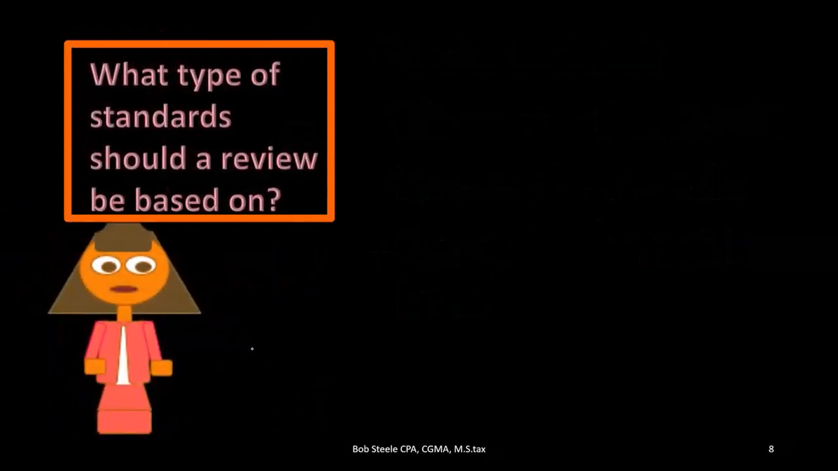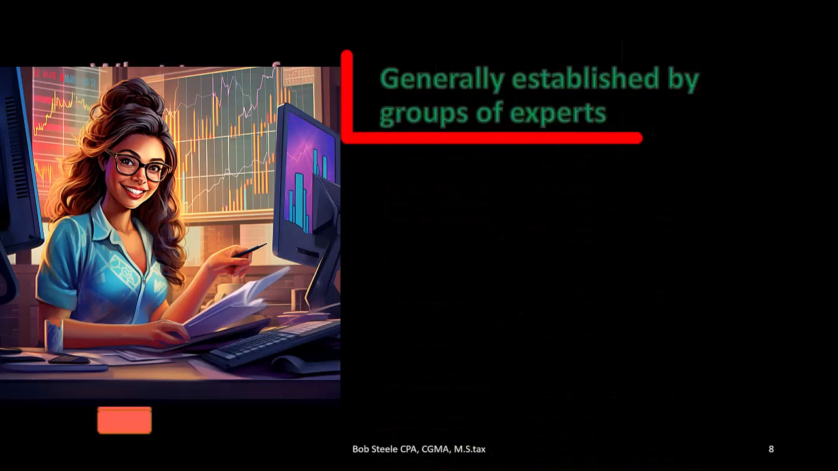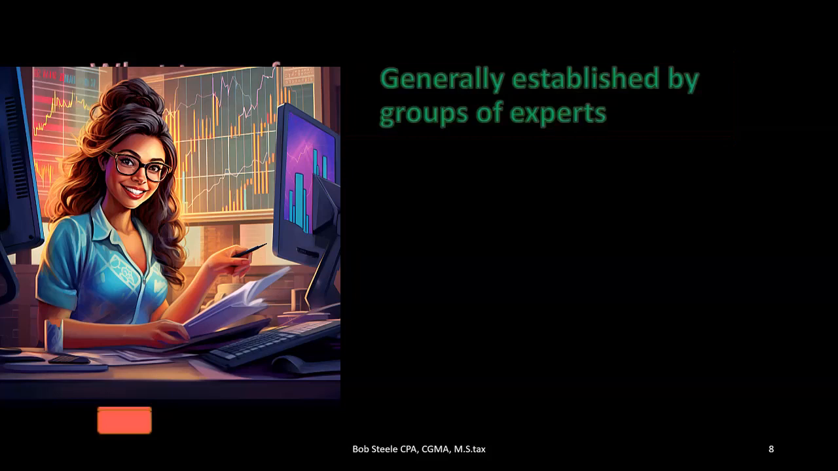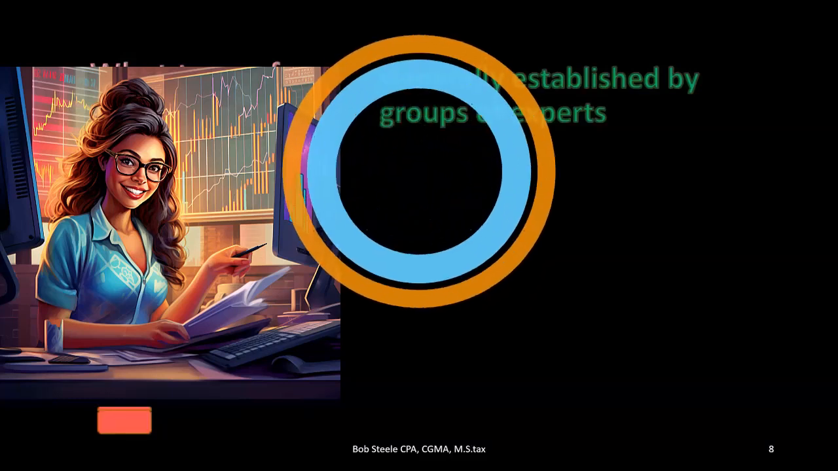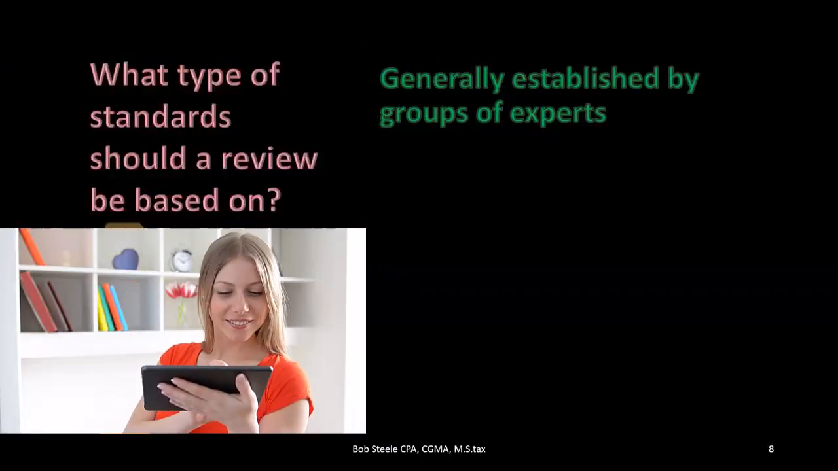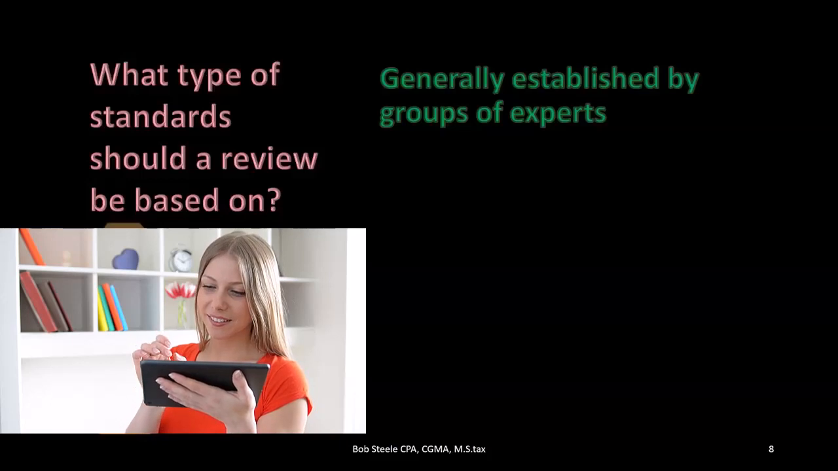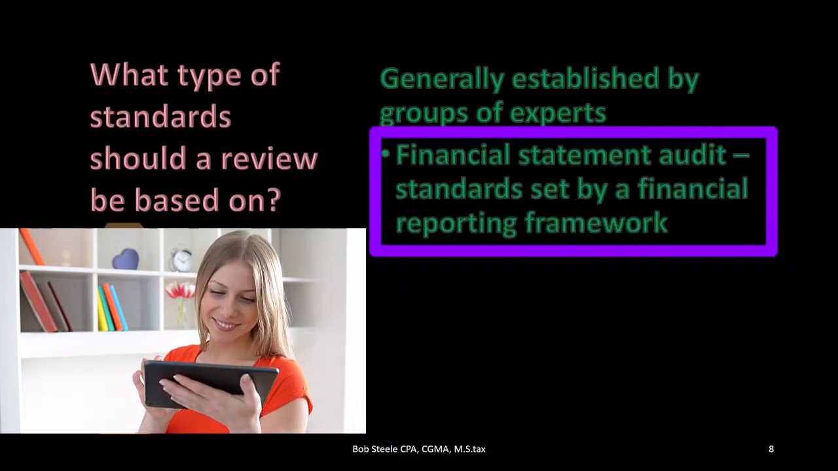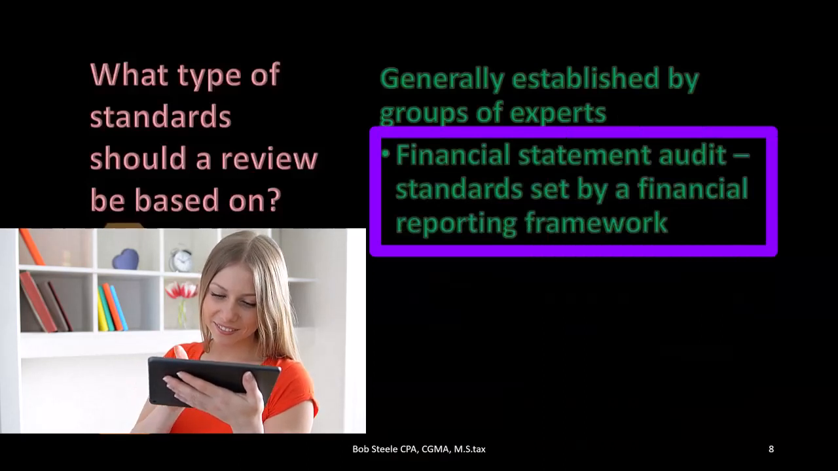What type of standards should a review be based on? Generally standards established by groups of experts. When we're taking a look at something, for example the financial statements, we of course need to compare that to something. We need to say, okay, how is this thing going to relate? How can we give assurance? Well, usually we're going to find some standards, usually created by experts. If we're talking about financial statement audits, standards set by a financial reporting framework.